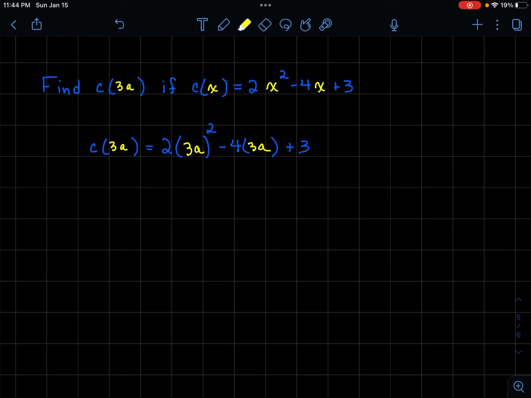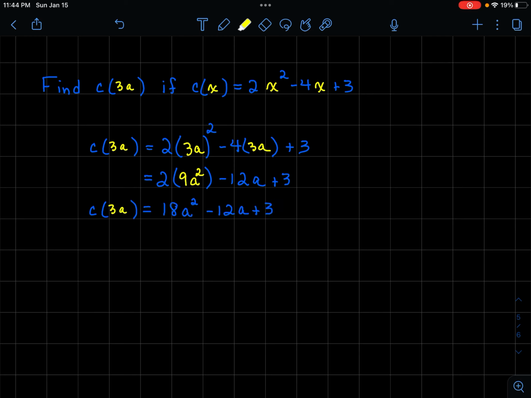But again, I have to do exponents first, or PEMDAS. Can't get outside the exponents or get outside the parentheses without doing the exponents. So I have to square everything inside of here first before I can multiply it by the 2. So that's going to result in 2 times 9a squared. In this term, I didn't have any exponents to worry about, so I can multiply the negative 4 and the 3 to give me the negative 12a. And then I have plus 3.